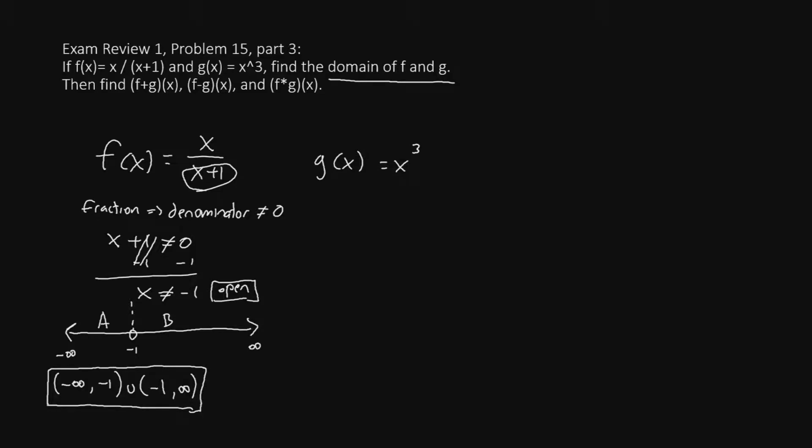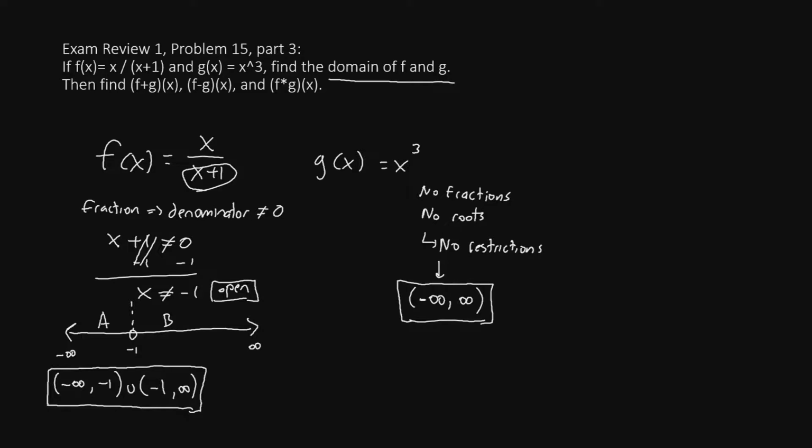Now for function g, we have no fractions and no roots. Therefore, on function g, there are no restrictions. Because there are no restrictions, you can automatically answer negative infinity to infinity. There will be no need to draw the domain here either.